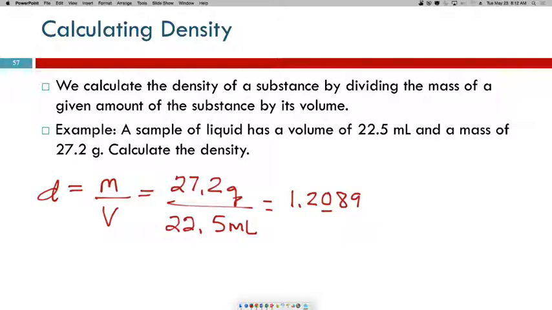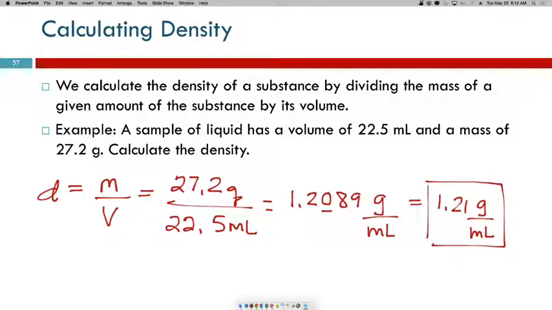What would the unit on that be? Grams per milliliter. Because they don't cancel out, and there's no converting between them or anything. They just sit there. That's fine. And then I'm going to write the rounded version. It's going to round to 1.21 grams per milliliter. And that's the density of that liquid. Any questions?